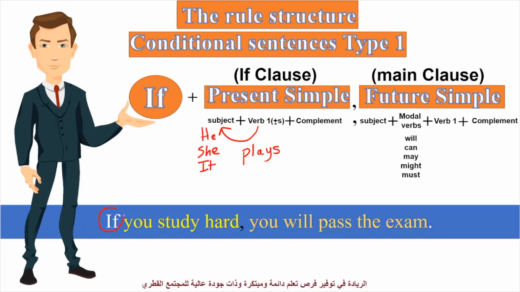If, we begin with if, you is the subject, study is the verb, but we didn't add s with it because you is not one of the third person singular. Hard is a complement. Do not forget the comma. Then the future simple sentence, you is the subject, will, pass is verb 1, which is the base form of the verb. The exam is the complement.